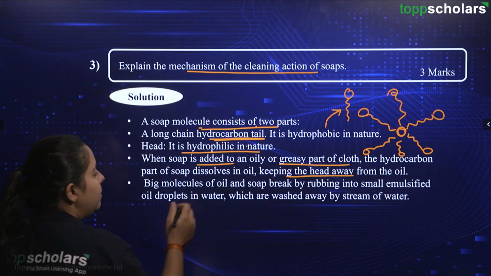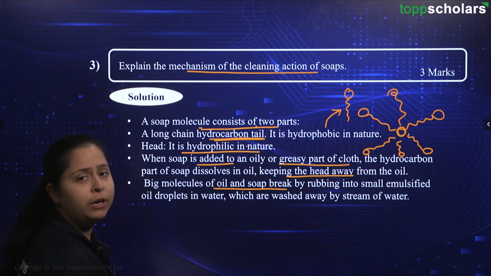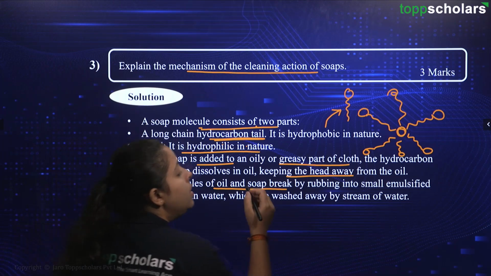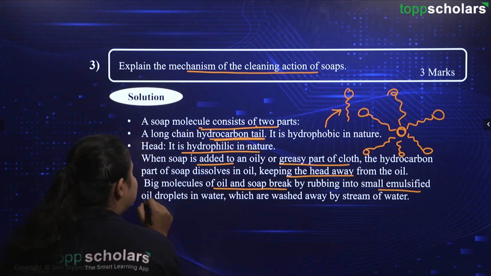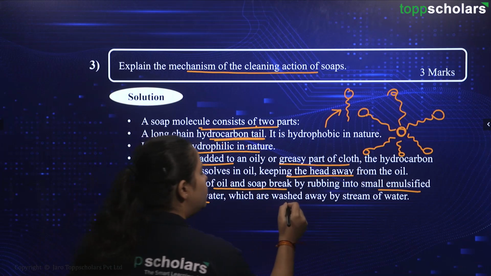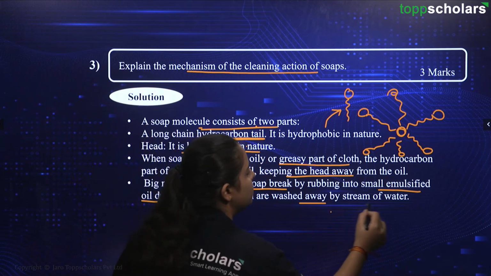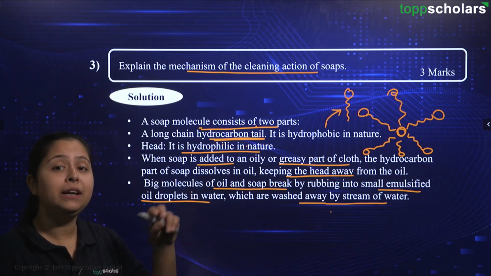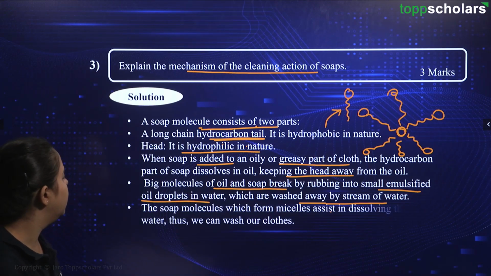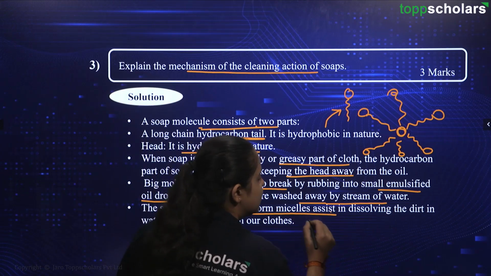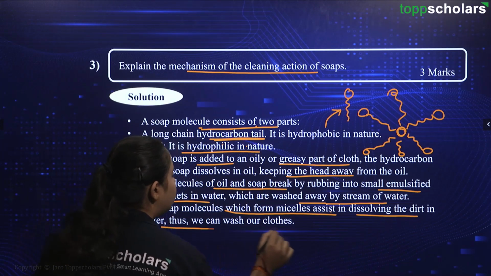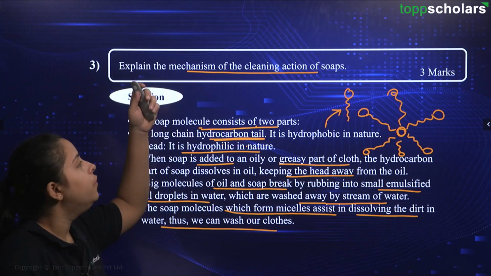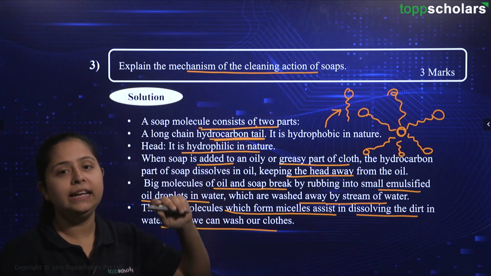Going ahead, big molecules of oil and soap will break now because you are also doing the rubbing action while you are washing something. So they will break down into small emulsified oil droplets in water, which will be washed away by the stream of water. Okay, so this is how we actually wash our clothes and dirt is washed off. Alright. The soap molecules which form micelles assist in dissolving the dirt in water, thus we can wash our clothes. Okay, so this is the whole mechanism for the cleansing action that we see in the soap.